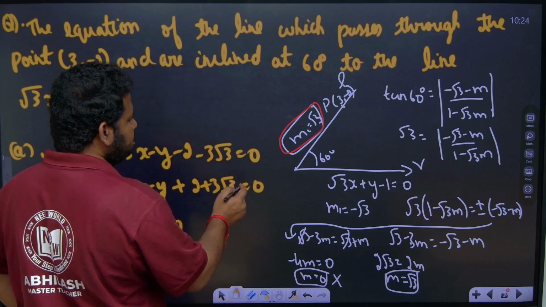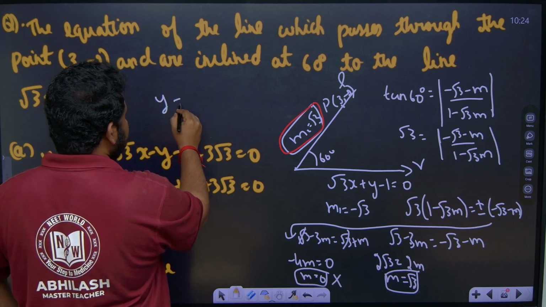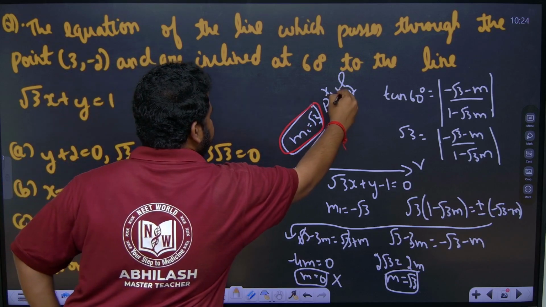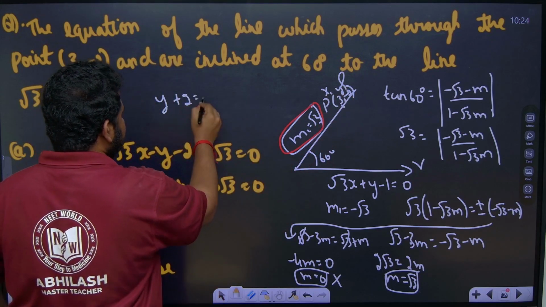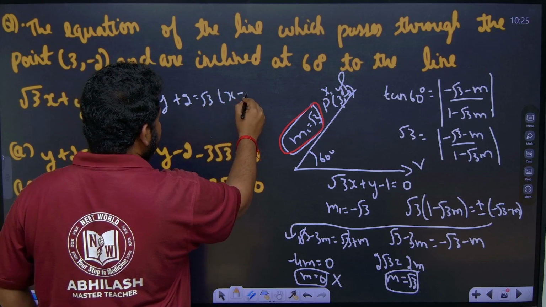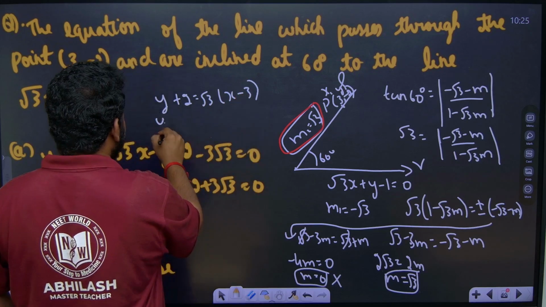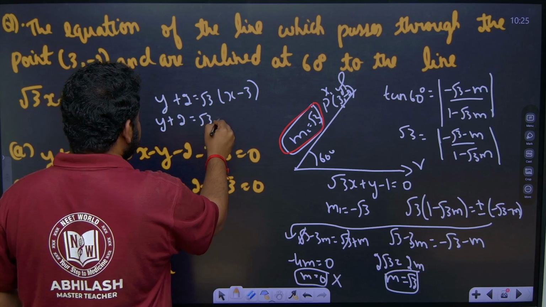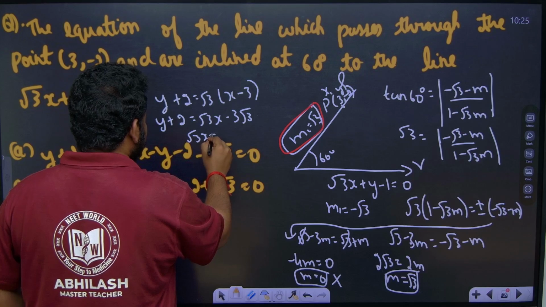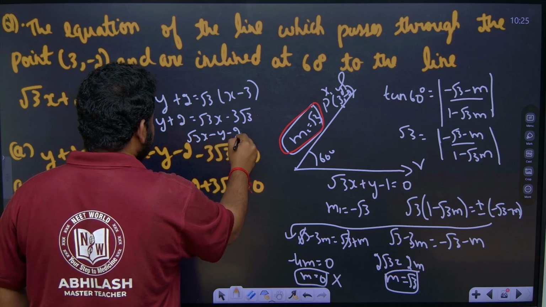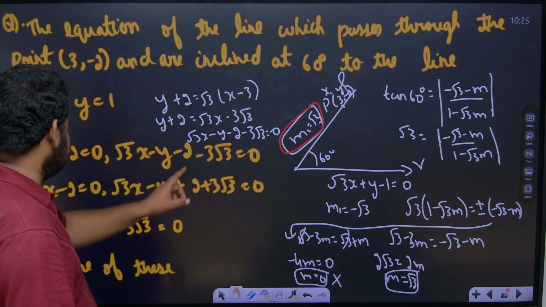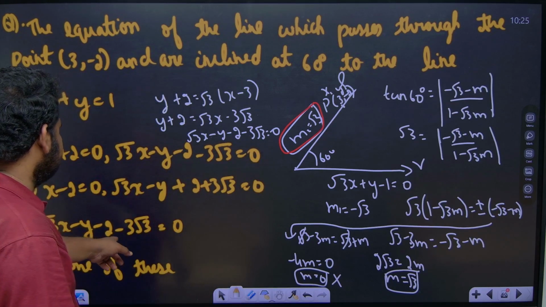So let me put the values, that is y minus y1. This is x1 y1, I will take it, y1 is y plus 2, m is nothing but slope, root 3, into x minus x1, root 3 into x minus 3. So this I will get as y plus 2 is equal to root 3x minus 3 root 3, that is root 3x minus y minus 2 minus 3 root 3 is equal to 0.